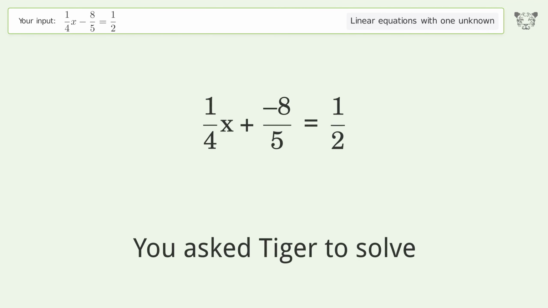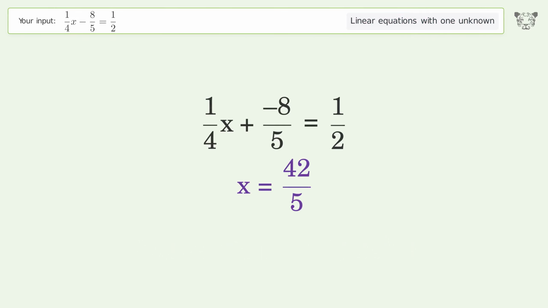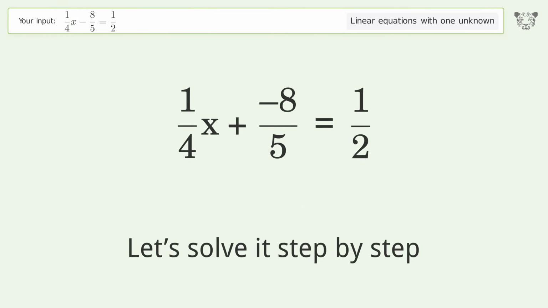You ask Tiger to solve this. It deals with linear equations with one unknown. The final result is x equals 42/5. Let's solve it step by step.